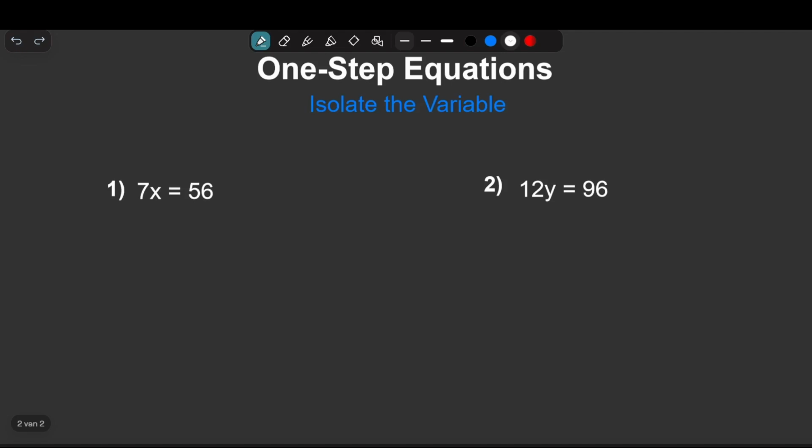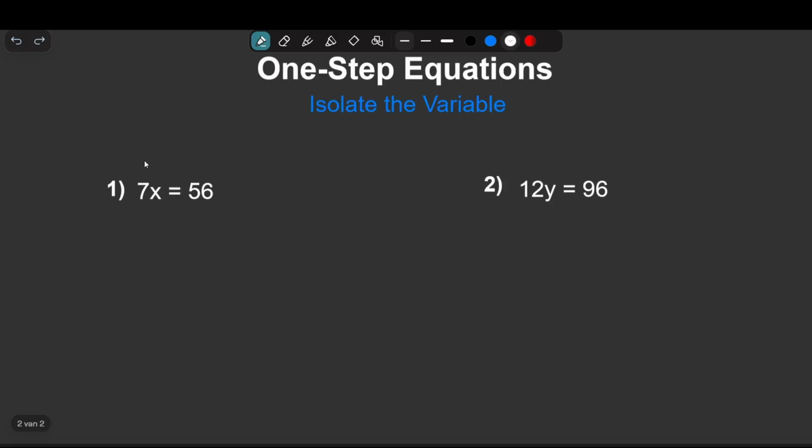For the first one, we have 7x equals 56. As you already know if you have watched part 1 of this video, if a number is right next to a variable, they are multiplying. So this basically means 7 times x equals 56. We have to figure out what x is to equal 56. Since the variable is multiplied, we are going to undo it by dividing, because division is the inverse or opposite of multiplication.